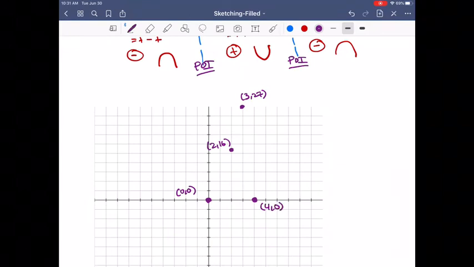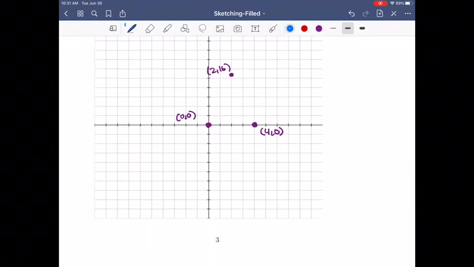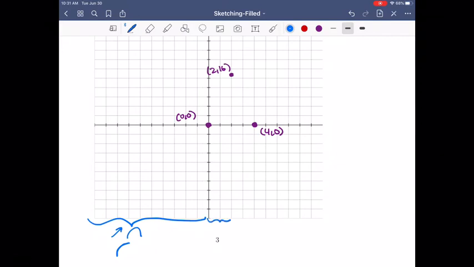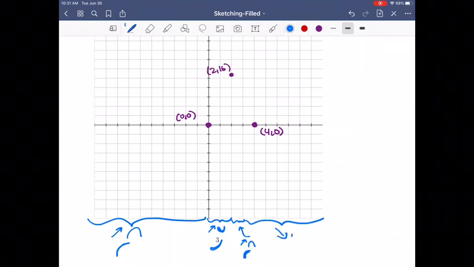This is 4, 0. And then from all the way to 0, we know that we are increasing and concave down. So we're going to have this type of shape. From 0 to 2, we're increasing but concave up. So we have that type of shape. From 2 to 3, we're getting kind of tight here, but we're still increasing, but now we're concave down, so we're back to this shape. And then after 3, we decrease, and we're concave down, so it's going to have that type of shape.